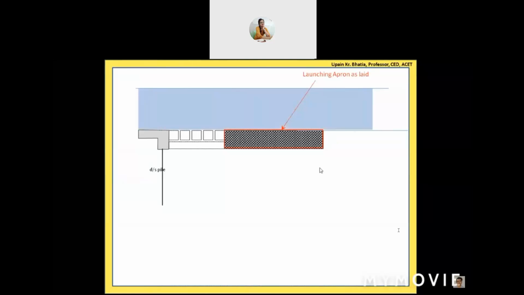If the water is flowing above this, up to the HFL, above this floor the water is up to this HFL. Now I have removed this shading. The depth of the water which is flowing above this launching apron up to this HFL is, let us say, Y. So the depth of flow is capital Y over here.